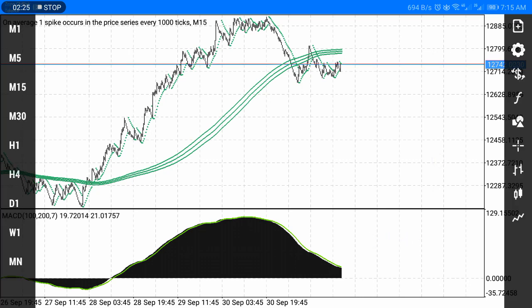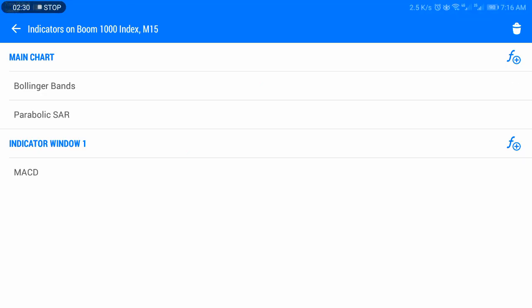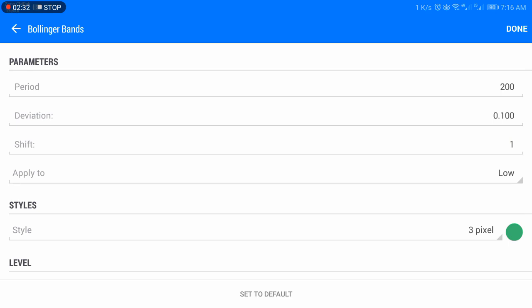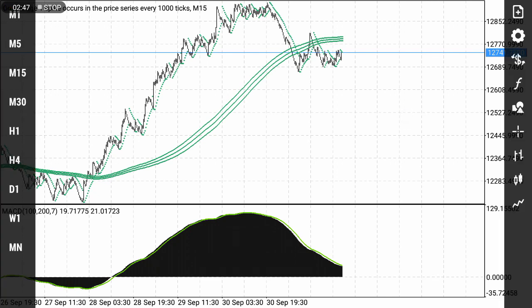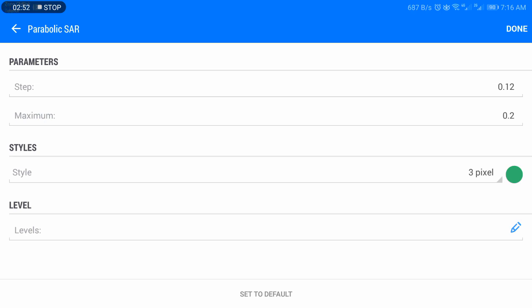First of all, you need to have the indicators. Now look here, first you need Bollinger Bands. Please look at the settings. The period will be 200 and the deviation will be 0.100, and shift will be 1, applied to low, 3 pixel, choose any color and click on done. Already pasted on my chart, and look here, the Parabolic SAR is 0.12 and the maximum 0.2, 3 pixel, choose any color you like and simply click on done.